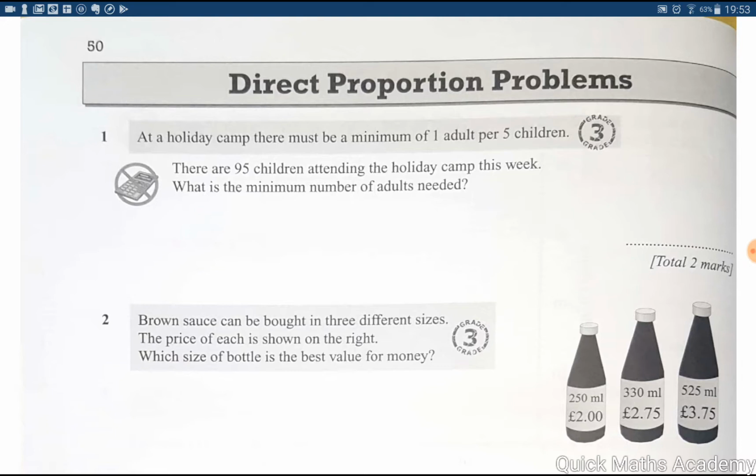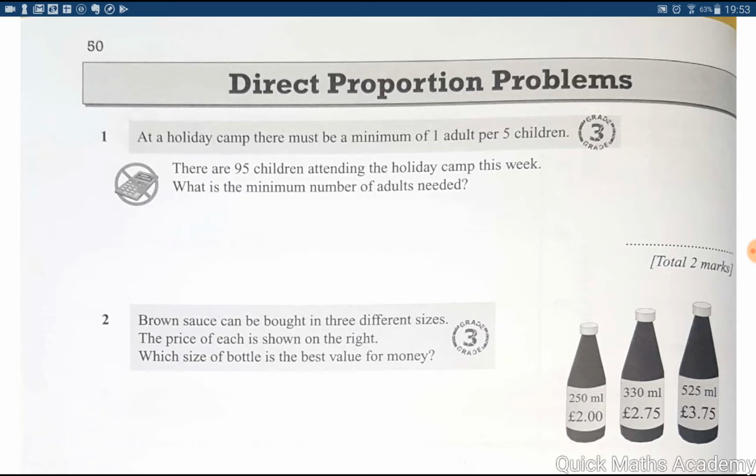We have some direct proportion problems to solve, so let's jump into that. At a holiday camp there must be a minimum of one adult per 5 children. There are 95 children attending the holiday. What is the minimum number of adults needed?